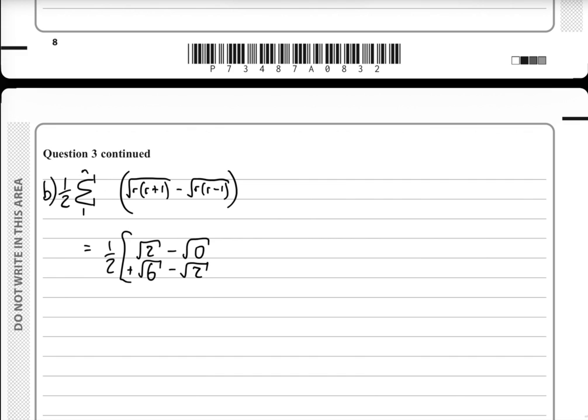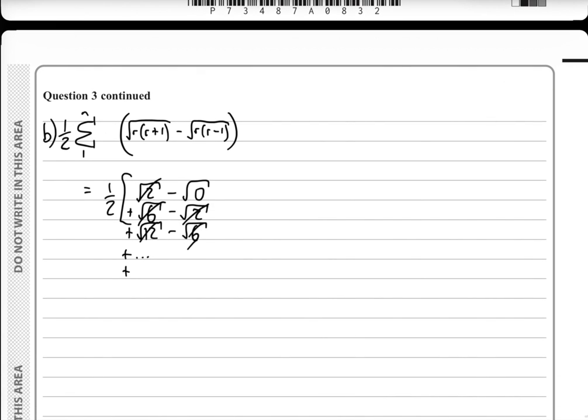It's already started cancelling, that's nice. Just going to do the next one to make sure. 3 times 4, root 12, 3 times 2, root 6, yep, that cancels, that will cancel with the next one here, which means that I only need 2 in the bottom here.